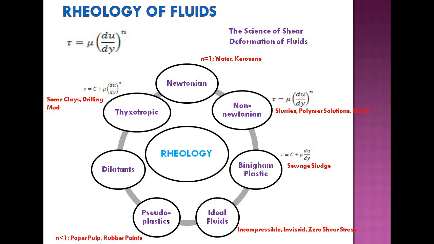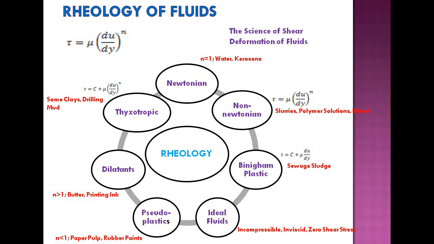Now if n is less than 1, that means the slope of the tau shear stress versus du by dy graph changes. We will discuss the graph in the next slide. That is, a graph is drawn between shear stress and velocity gradient, that means between tau and du by dy. If n equal to 1, that slope is 45 degrees, then that becomes a Newtonian fluid. If n is less than 1, the slope is less than that of Newtonian, then it is called pseudoplastics. We will discuss later. Examples: paper pulp and rubber paints.